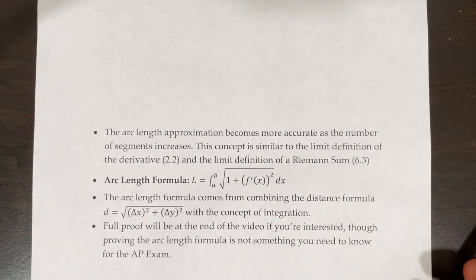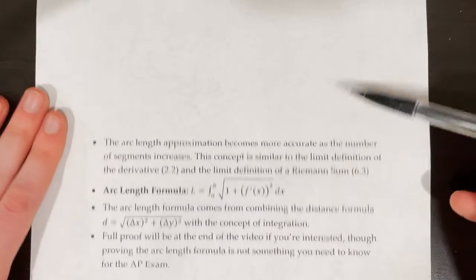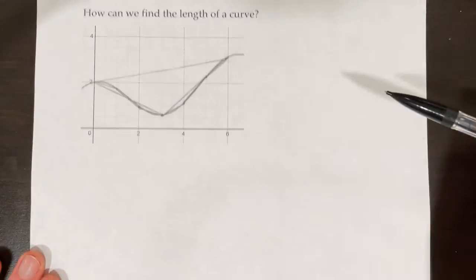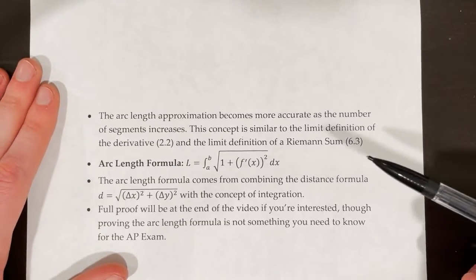And this concept is very similar to the limit definition of the derivative, which we covered in lesson 2.2, and the limit definition of a Riemann sum, which was covered in lesson 6.3. So again, we're seeing the limit is the fundamental thing that we are using to get all of our other calculus concepts. Now, I'm not going to go over the exact proof for how we can get the arc length formula right now, but I will go over it at the end of the video if you're interested.